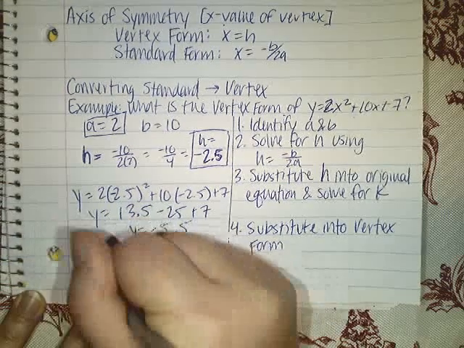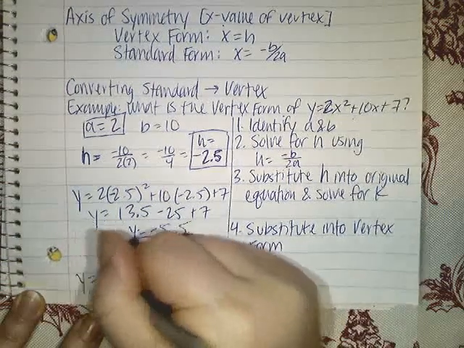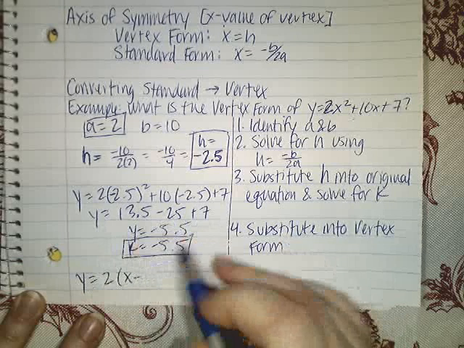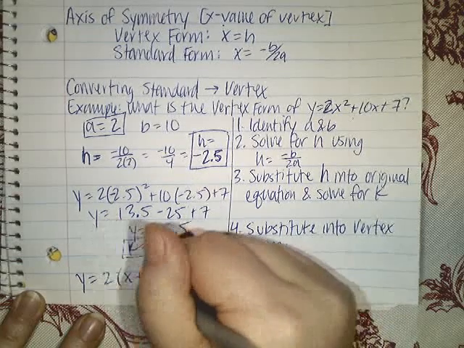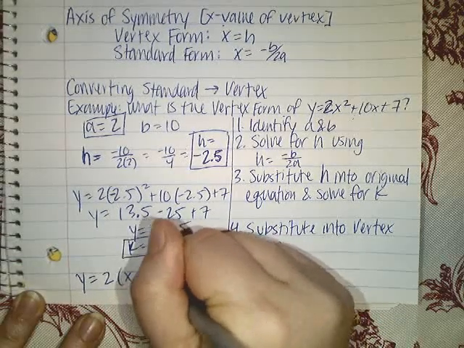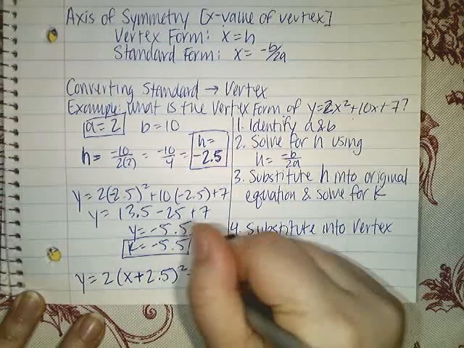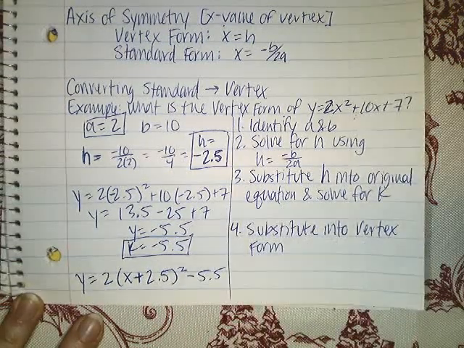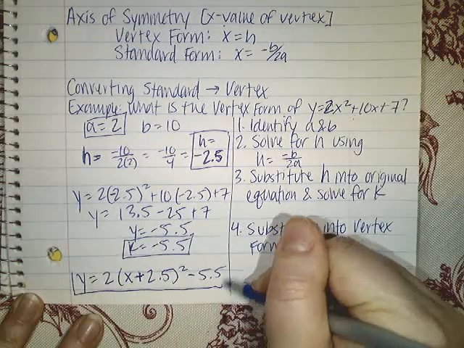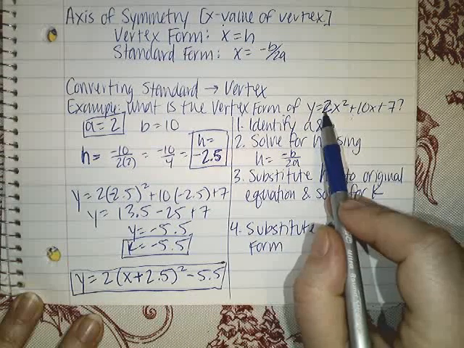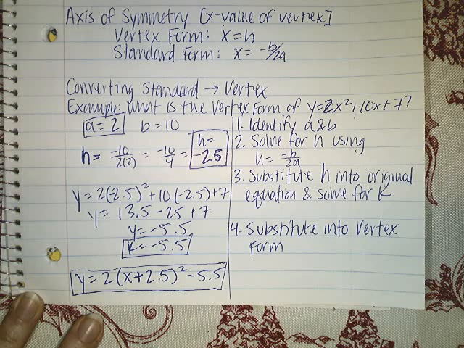And I can say y equals 2, since that's my A value, times x minus h, but since h is negative 2.5, I switch the sign. It'll be plus 2.5 squared minus 5.5. And that's my vertex form of the quadratic. In standard form, y equals 2x squared plus 10x plus 7.